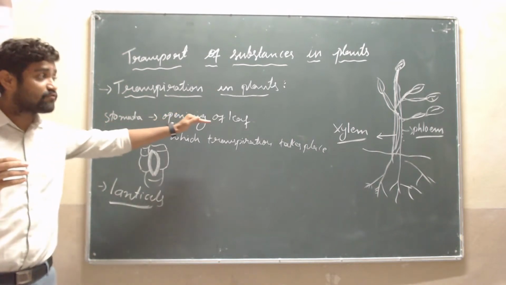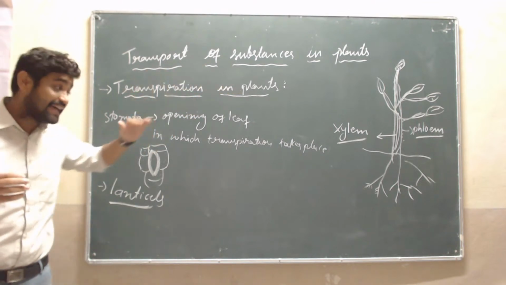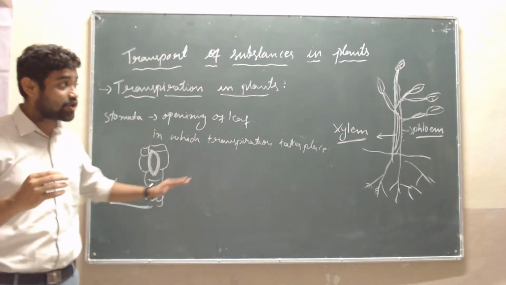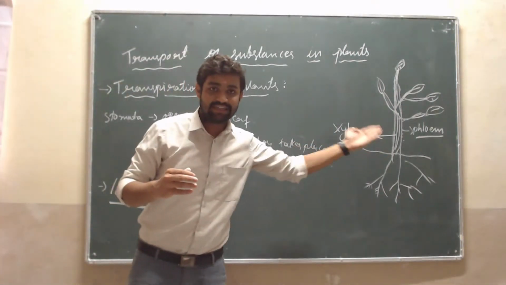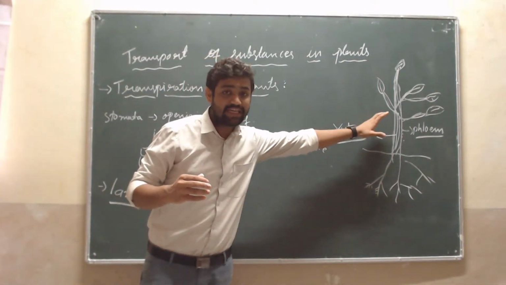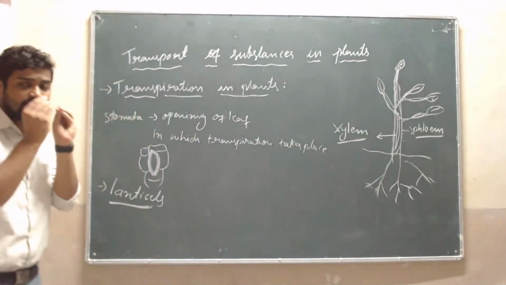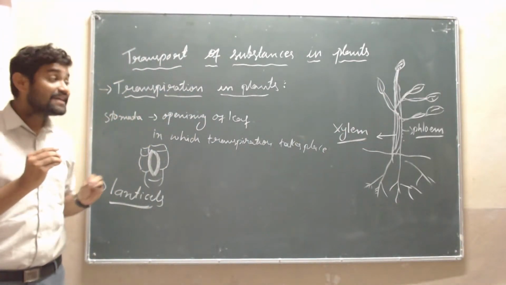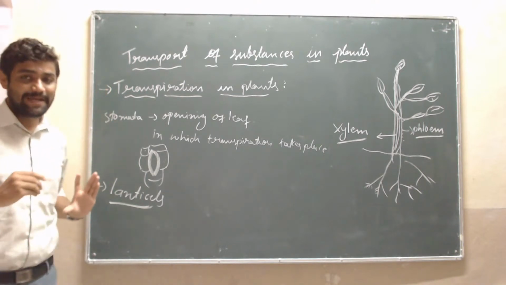Stomata are the openings in the leaf. Then again by lenticels. Lenticels are present on the stem. They are the small pores present on the stem. Okay, this is about the transpiration in plants.